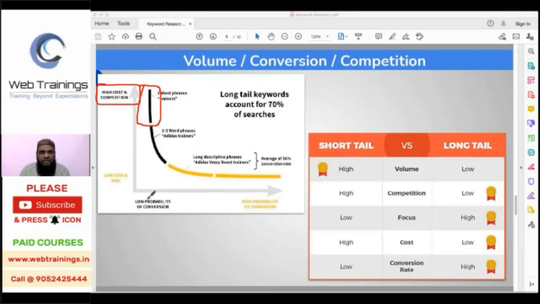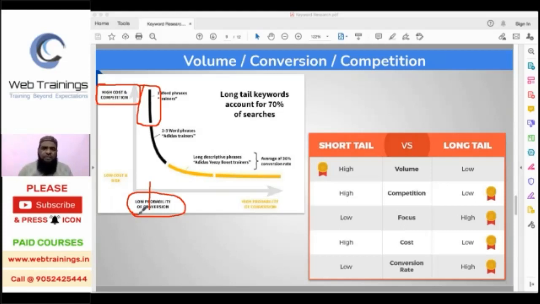And at the same time, if you see this graph, this is the y-axis and this is the x-axis, the probability of conversion is very low. So you have very high volume, a lot of people are searching, but unfortunately no one is converting. That is the problem, and competition is crazy. So short tail keywords are not recommended.